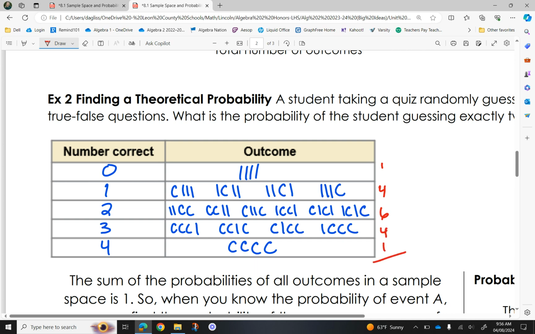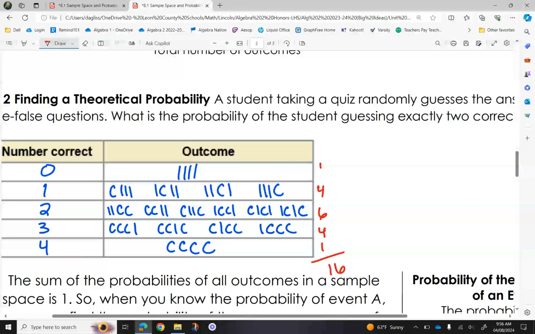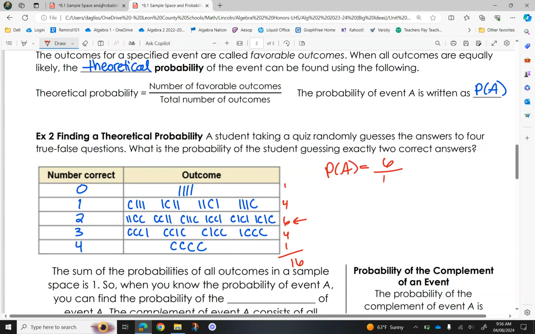So using all of our possible outcomes, what is our sample space? In total, how many outcomes could possibly happen? 16. There's 16 possible ways I could randomly guess true-false questions and what I could get right and wrong. So how many of those 16 were getting exactly 2 of them right? The 6. So the probability of event A is going to be 6 out of the 16, which does simplify to 3 over 8.